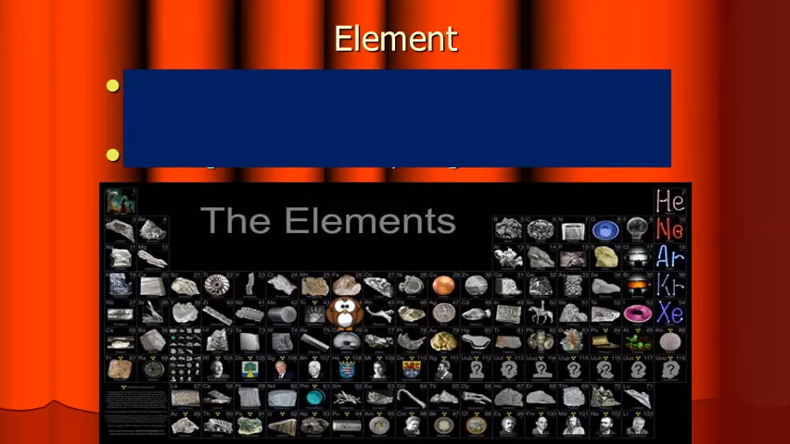I particularly like this periodic table. Take a nice close look at this. Lots and lots of interesting things here. So anyway, these are all the things that make up the stuff in the universe, and these are what we call elements.